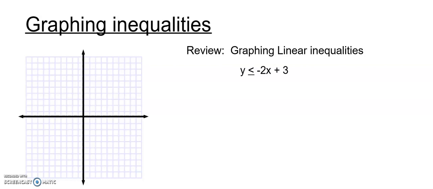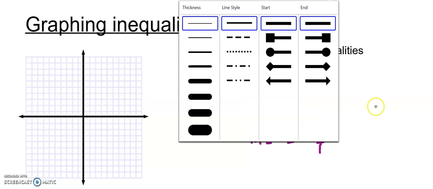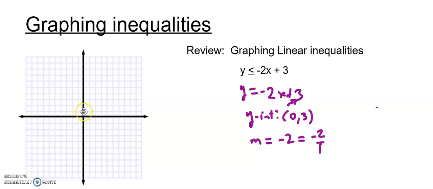Well, let's first start by graphing the equation y equals negative 2x plus 3. We know our y-intercept is this value right there, (0, 3), and we know the slope of our line is negative 2, which is a fraction of negative 2 over 1. Now, from geometry and algebra, we know that to graph any line, we need at least 2 points on the line. So I'm going to graph the y-intercept, (0, 3), right here.